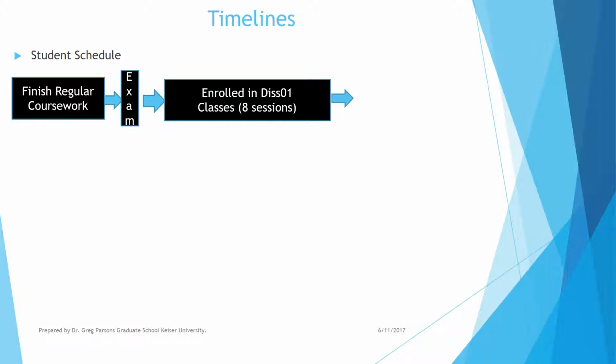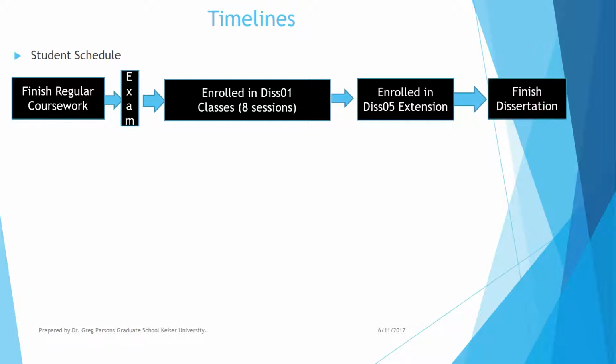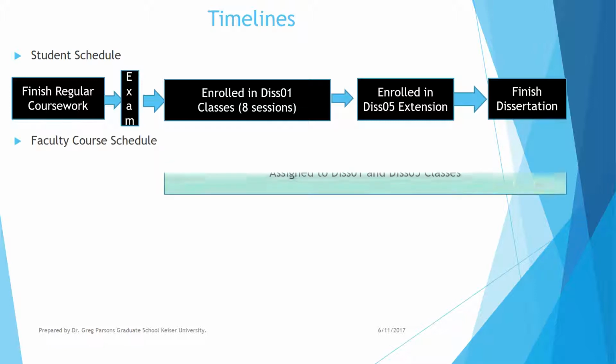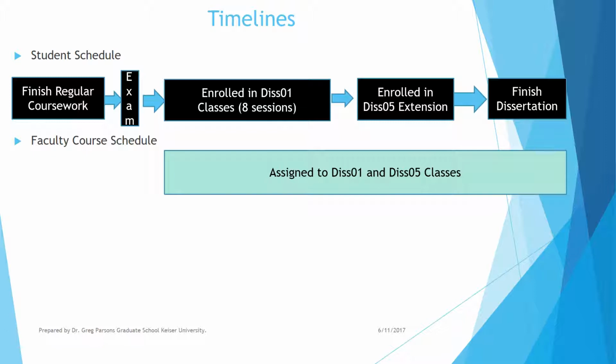Hopefully they finish their dissertation in that period of time, but if they don't, then there's another series of classes that they're enrolled in, DISS 05 extension classes. And again, as a chair, you will have those Blackboard classes, you will have your students in those classes. And then finally, at some point, hopefully they finish. So from the student's perspective, they're enrolled in these classes, and from the instructor's perspective, the chair or the advisor, they have these classes in their Blackboard library, and to a certain extent you're responsible for maintaining those classes and making sure the students are signing in regularly and so on, so from an administrative standpoint.